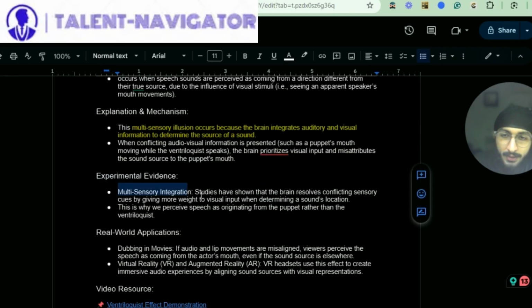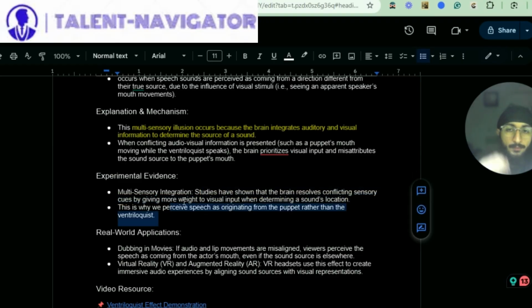Experimental evidence, multisensory integration. Studies have shown that the brain resolves conflicting sensory cues by giving more weight to visual input when determining a sound's location. This is why we perceive speech as originating from the puppet rather than the ventriloquist.